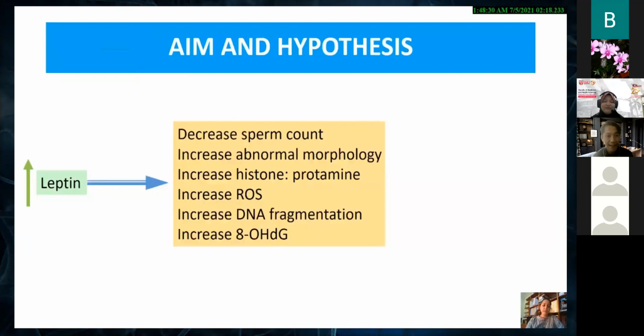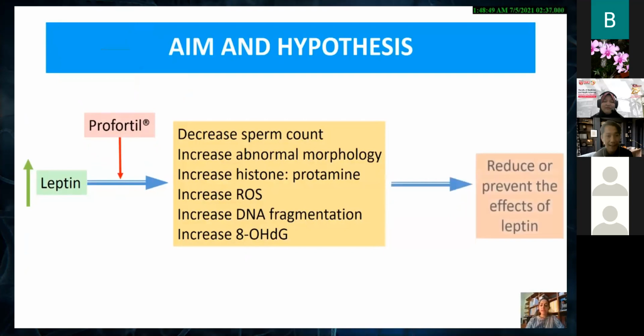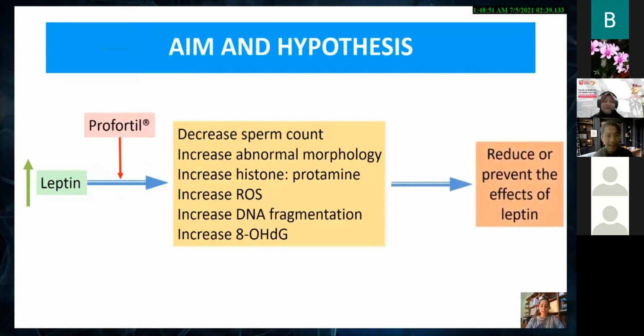So we know that increased levels of leptin lead to all these negative effects in the male reproductive system. Our aim was to administer Profotil and observe if it would decrease these effects of leptin. Our hypothesis was that since leptin induces oxidative stress, administration of Profotil would negate the effects of this oxidative stress, thereby leading to a reduction or prevention in the effects of leptin in the male reproductive system.